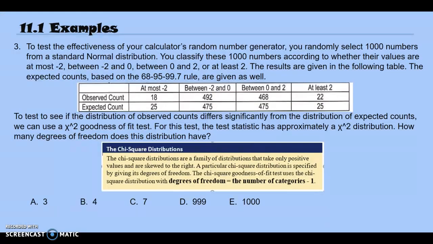For example 3, I'm going to jump to the question. It says, for this test, the test statistic has approximately a chi-squared distribution. How many degrees of freedom? So degrees of freedom in this case is explained right here, and that is now the number of categories, since we are dealing with categorical data, minus 1. So in this situation, we have category 1, 2, 3, and 4. So 4 minus 1 is 3. So the answer is A.